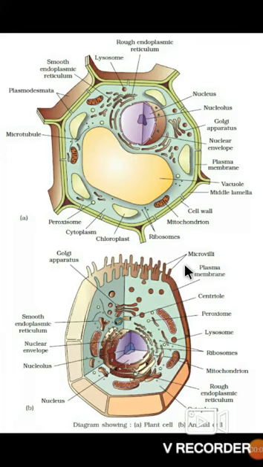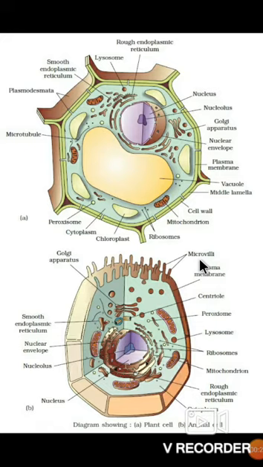Welcome students. Today in class 8 science we are going to learn the chapter 8, cell structure and functions. And today's topic is the comparison between plant cell and animal cell.